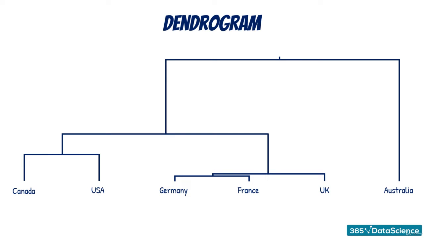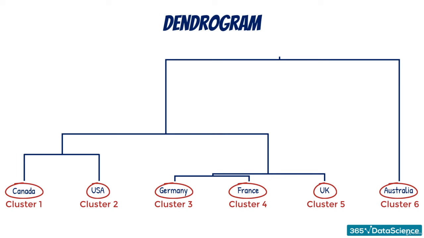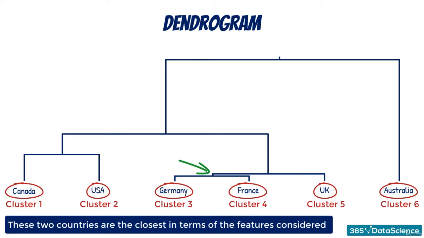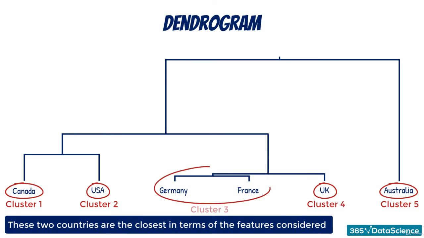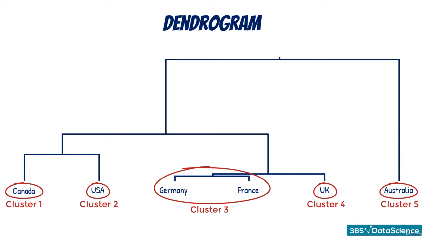Okay, so each line starts from a cluster. You can see the names of the countries at the beginning of those lines. This is to show that, at the start, each country is a separate cluster. The first two lines that merge are those of Germany and France. According to the dendrogram, these two countries are the closest in terms of the features considered. At this point, there are 5 clusters. Germany and France are one, and each other country is its own cluster. From this point on, going up, Germany and France will be considered one cluster.